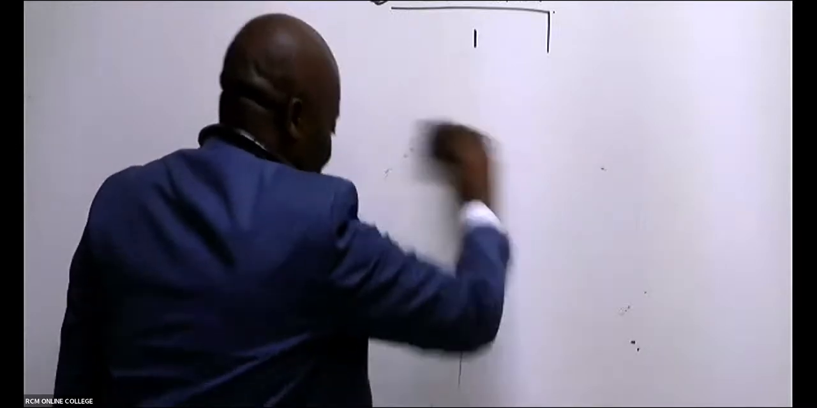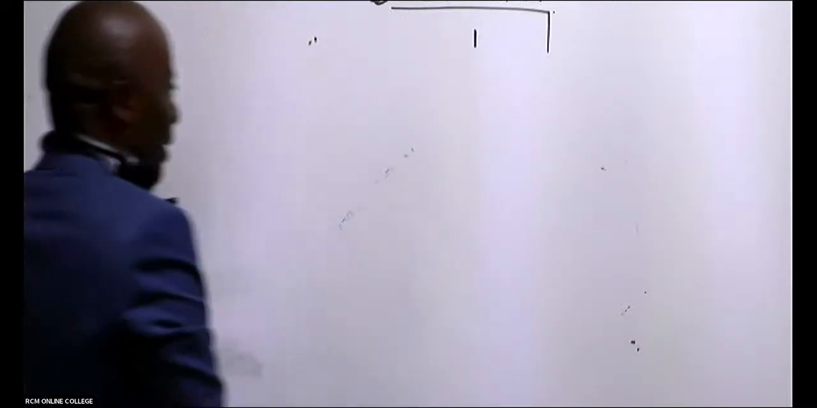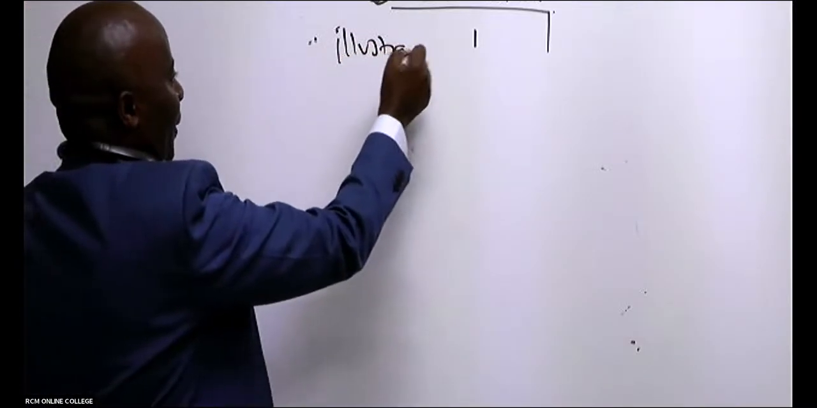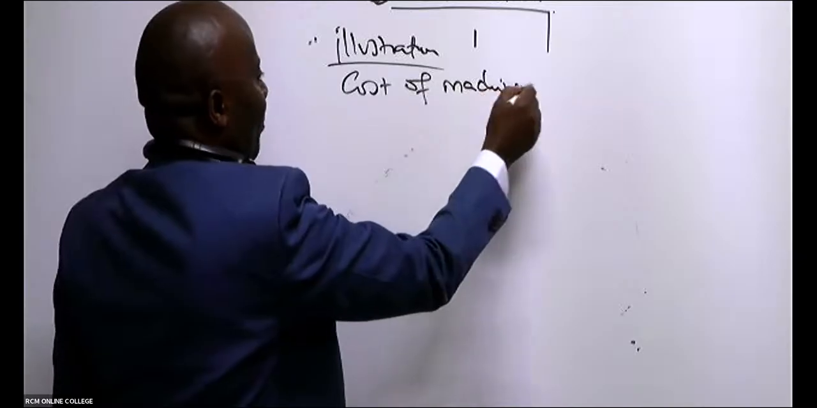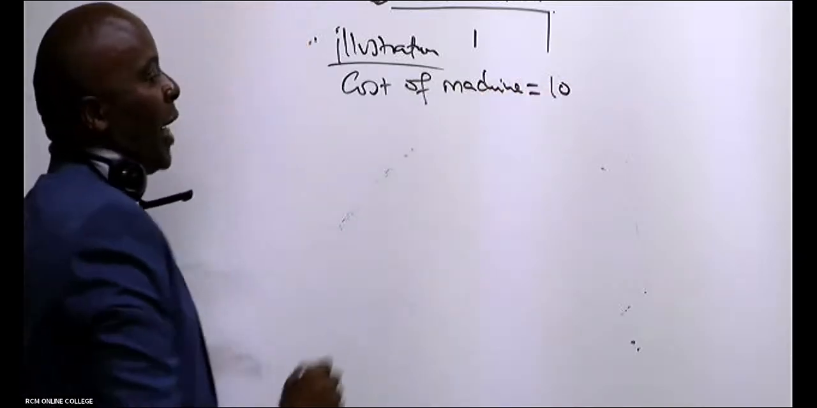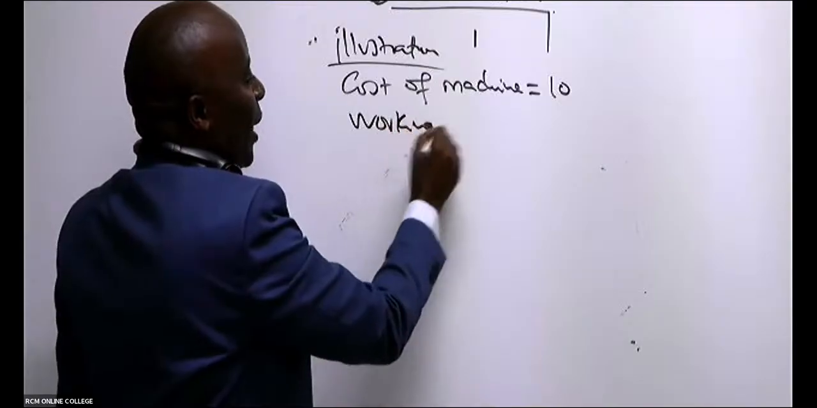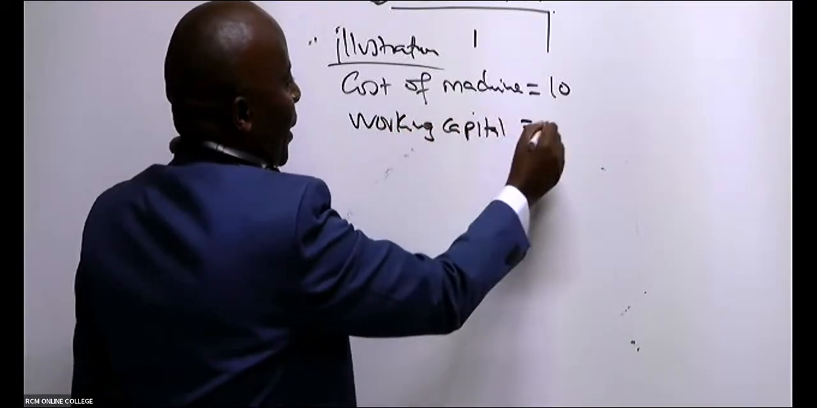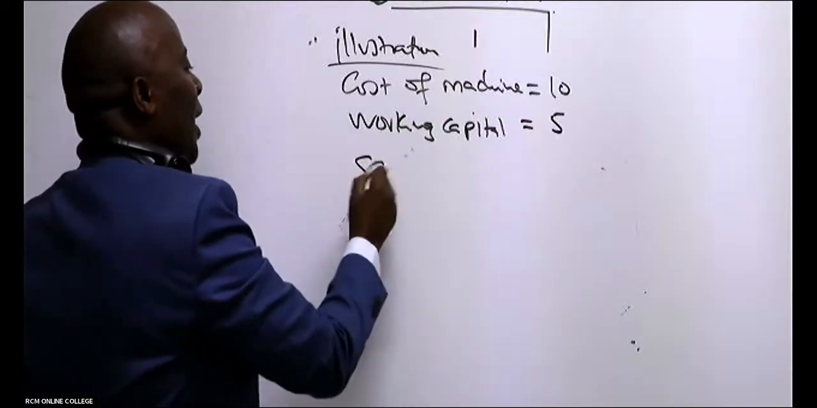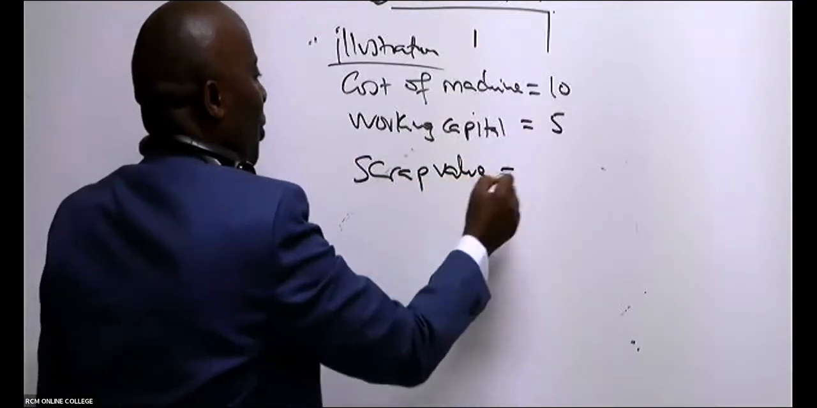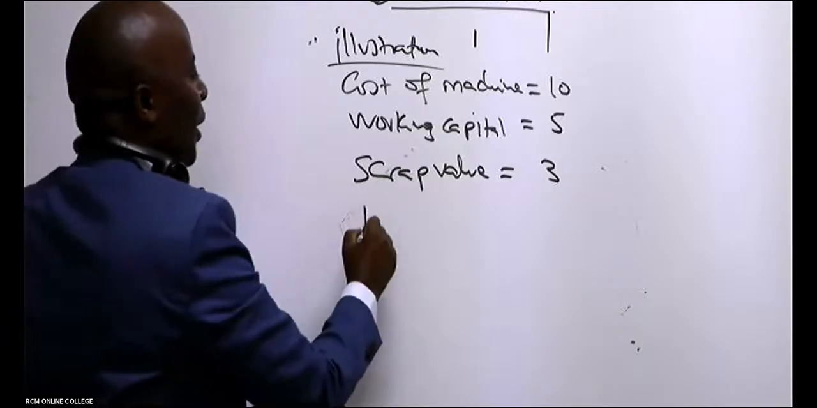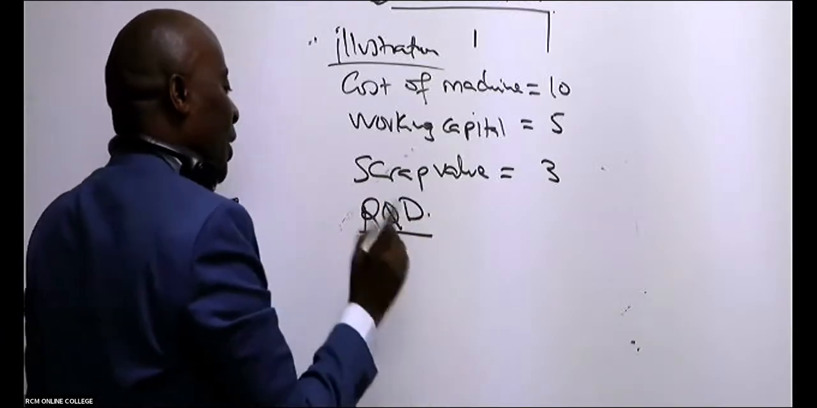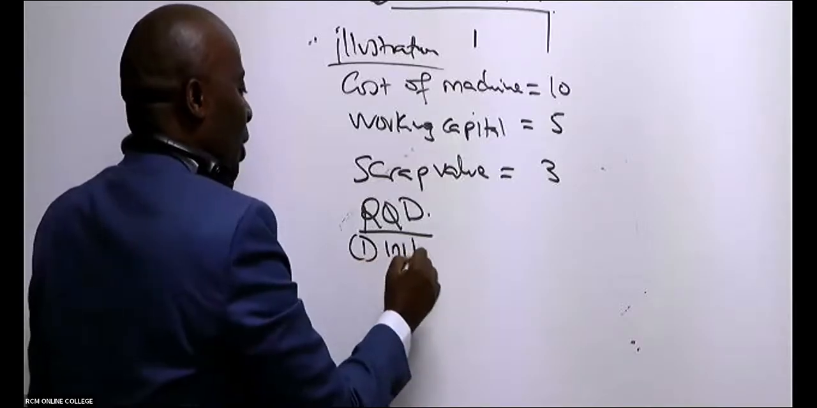International disaster. Then let me ask you a question before I start. If you're told here, as an illustration, that the cost of the machine that you have bought is 10 million, and then you are told working capital is 5, and then you are told scrap value is 3. In this case, you are required, ladies and gentlemen, to give us number 1, the initial outlay.